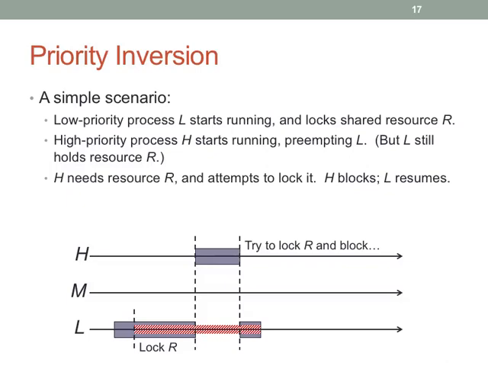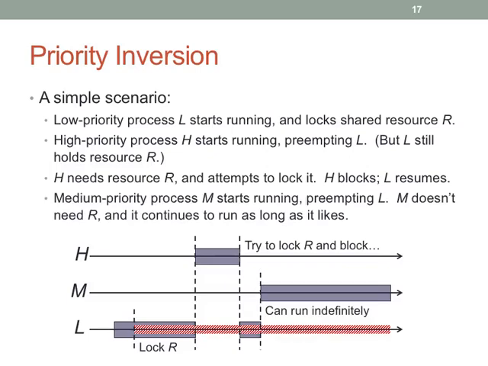Really, all we can do in this situation is just let L run until it finishes. The only problem is that if another process higher priority than L starts running, but not as high as H, then that thing can basically run indefinitely. That can completely prevent H from ever being scheduled or ever getting the CPU again, because it will prevent L from ever getting back to the CPU, finishing with its locked resource, and then going on and doing other things.